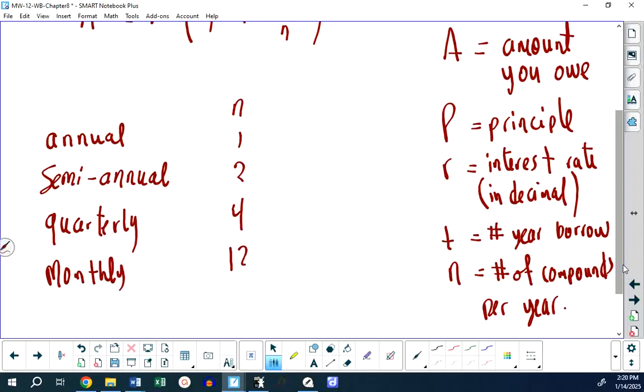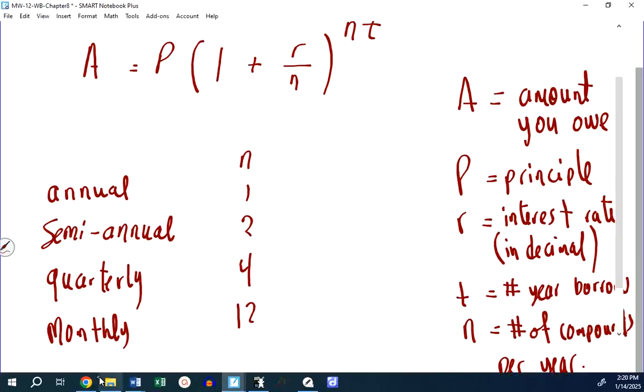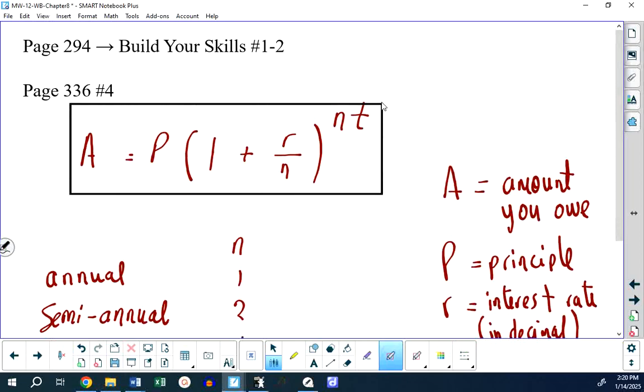And that, in a nutshell, is everything you need in order to answer these questions. But this formula is given to you on exams. It's on your formula sheet. If you have that formula sheet I gave you a couple of weeks ago, you'll see it's on there. But none of this other stuff is. You need to know what A is and P is and N and R and T and all of that.